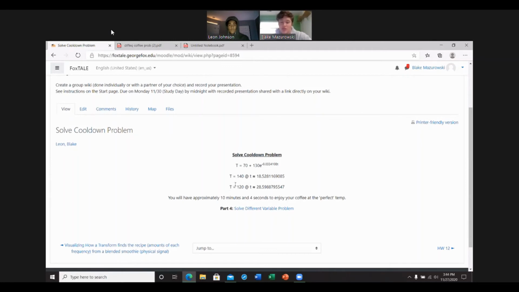And when the temperature of the coffee was 120 degrees Fahrenheit, about 28 and a half minutes had gone by. So subtracting the smaller one from the larger one, you can find out that you have about 10 minutes and 4 seconds to enjoy your coffee at that deemed perfect temperature. So now we're going to move on to the variable problem.